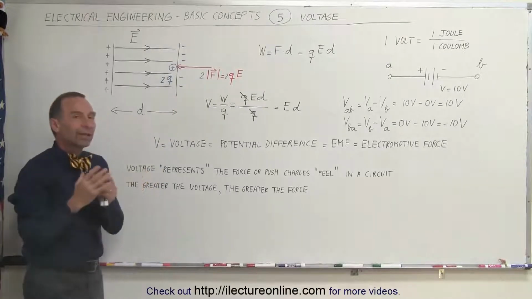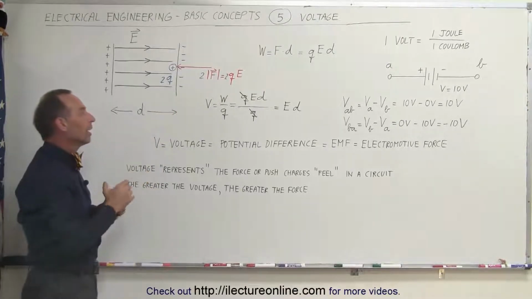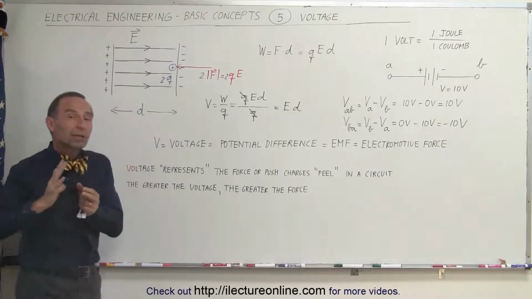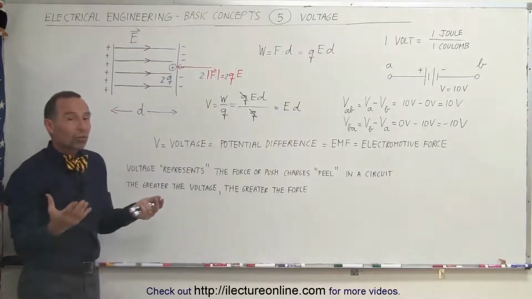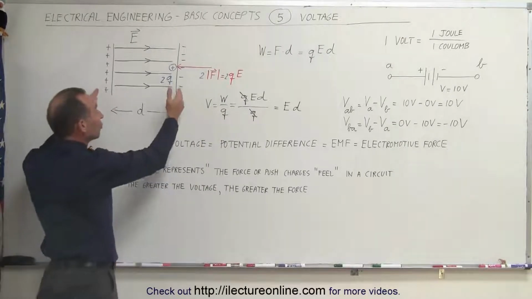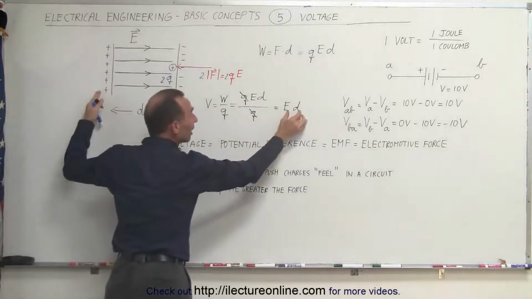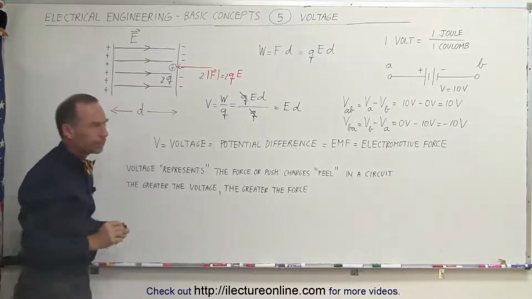The voltage can be thought of in two ways. It's equal to the amount of work we need to do to get a charge moved through an electric field divided by the size of the charge, or simply the potential difference or voltage is equal to the strength of the electric field times the distance.